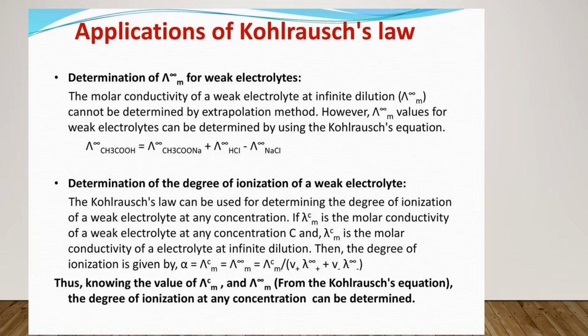If we find the conductance at a particular concentration, we can find its specific conductance, and from that its molar conductance. So this is the molar conductance at a particular concentration, and this is the molar conductance at infinite dilution, which can be determined using Kohlrausch's law. So alpha, the degree of dissociation, is equal to the molar conductance at a particular concentration divided by the molar conductance at infinite dilution. That is the first application.